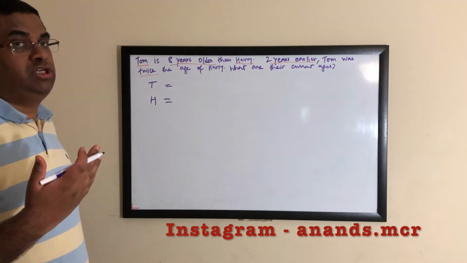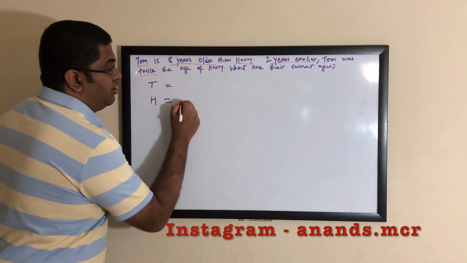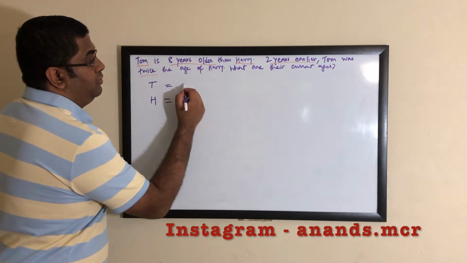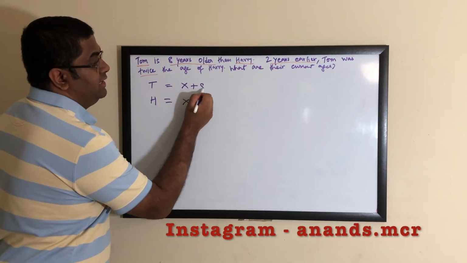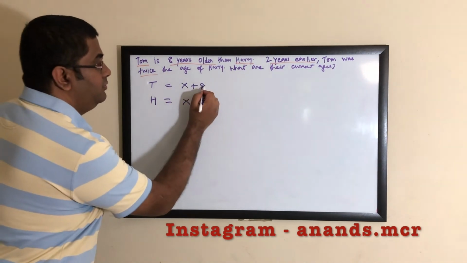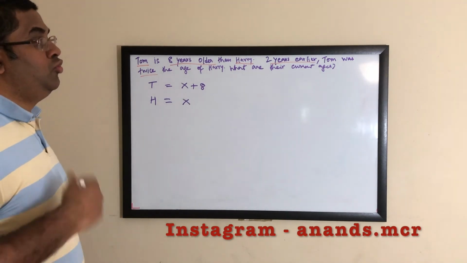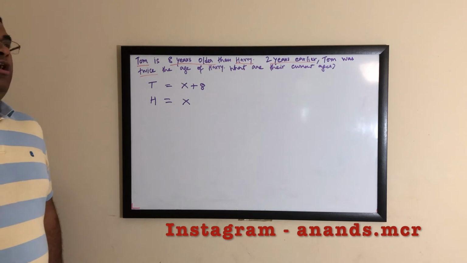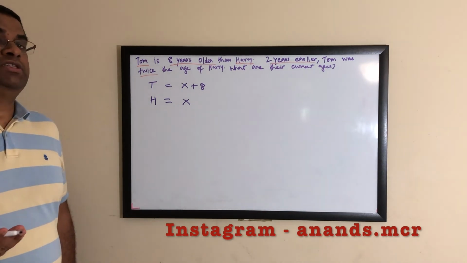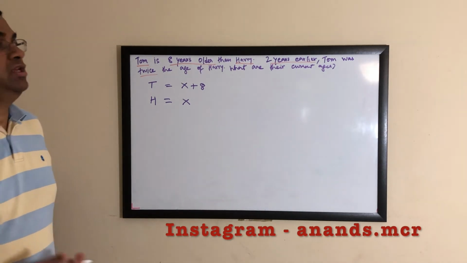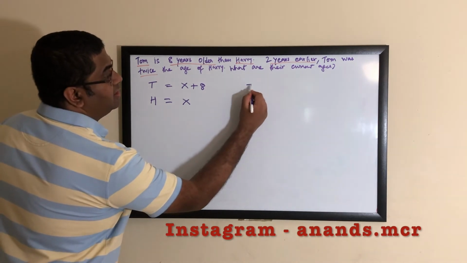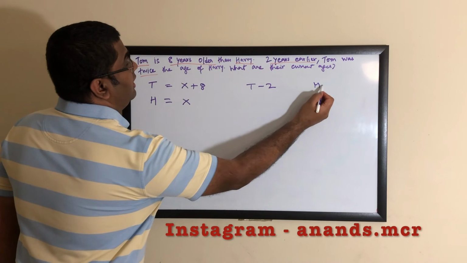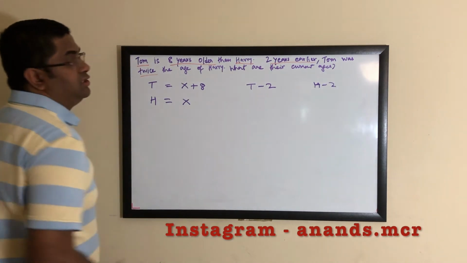So if we denote or assume the value of age of Harry to be x, Tom is going to be x plus 8. Okay. Now 2 years earlier. So the situation 2 years earlier is that Tom is also younger by a couple of years and Harry is also younger by a couple of years. So let us actually denote it like in this manner. T minus 2 is Tom's age 2 years earlier, and Harry's age 2 years earlier is H minus 2.